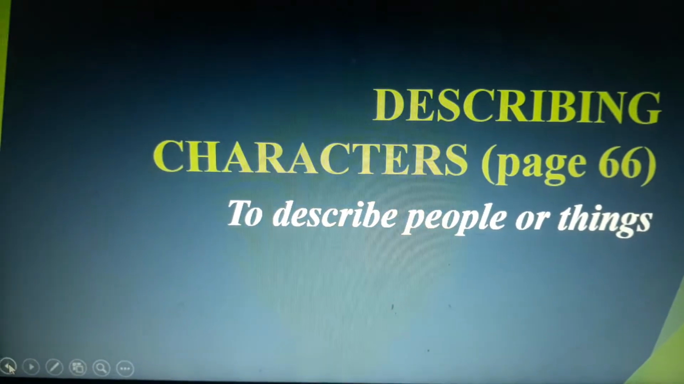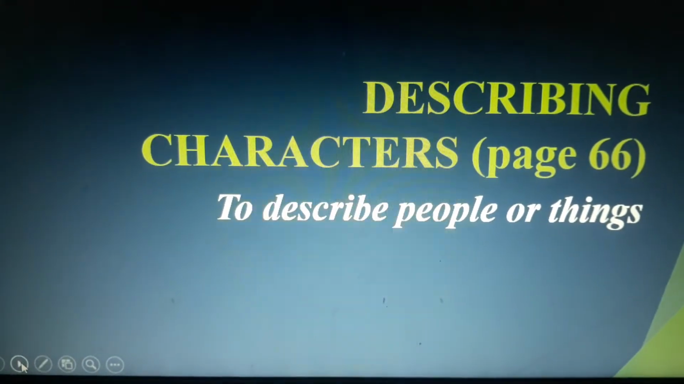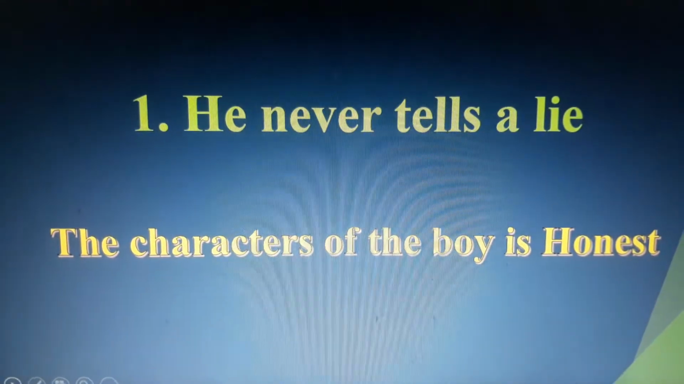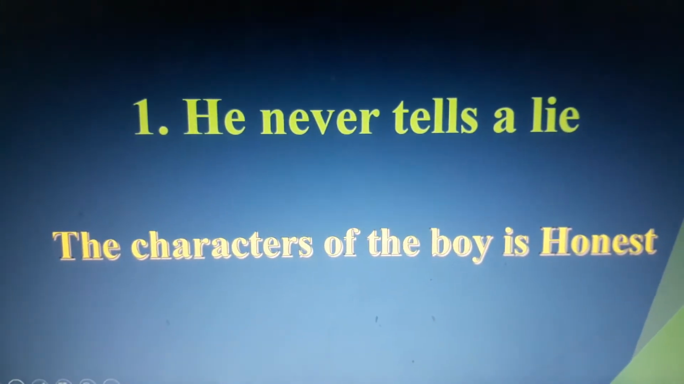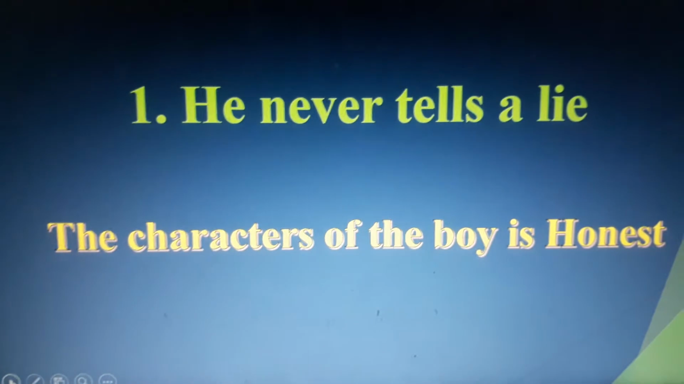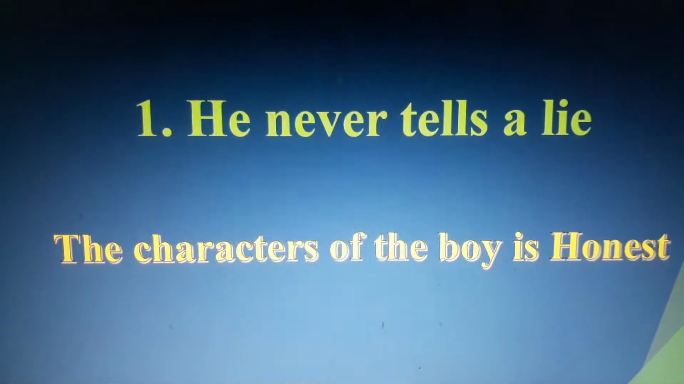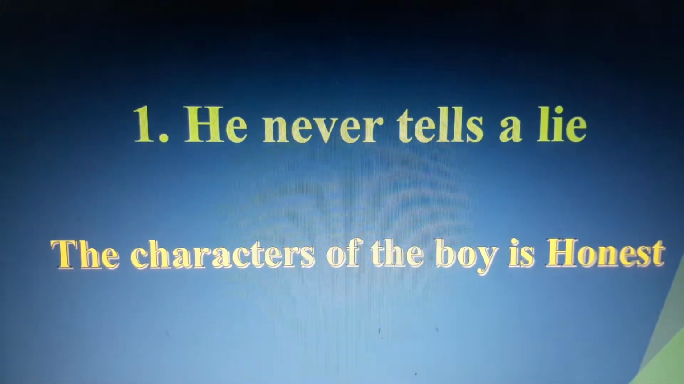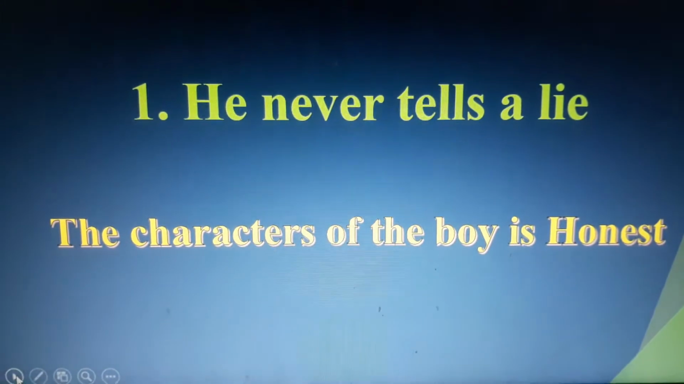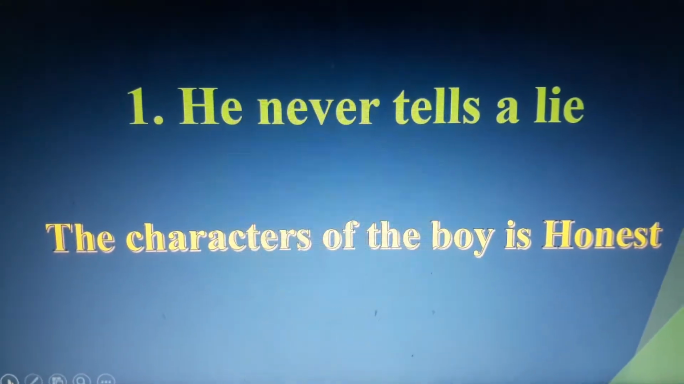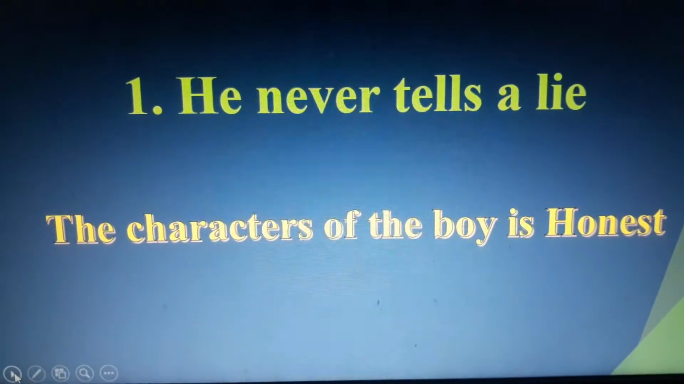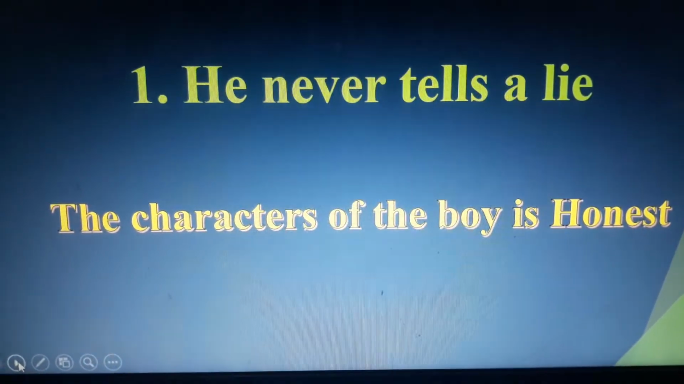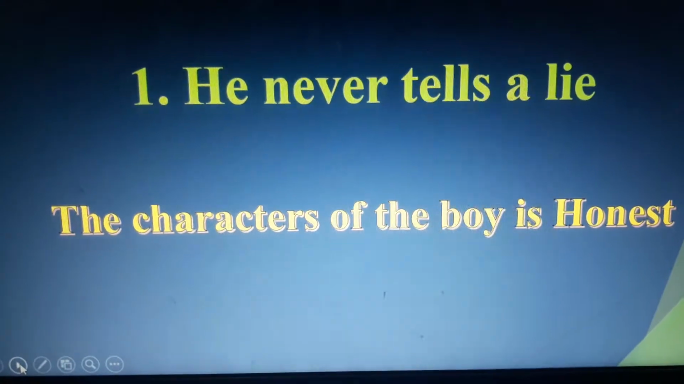Okay, let's see the other page. Okay, this is the example. He never tells a lie. Look at sentence number 1. He never tells a lie. What is the character of the boy from the sentence? The character of the boy is honest. Why? Because the boy never tells a lie.